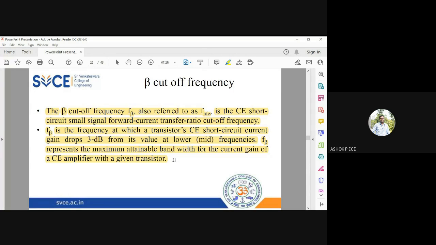So once you find the value of f beta, you can conclude that you cannot attain any bandwidth for your CE amplifier more than the value of f beta. So that has to be understood very, very clearly. That is the significance of beta cutoff.